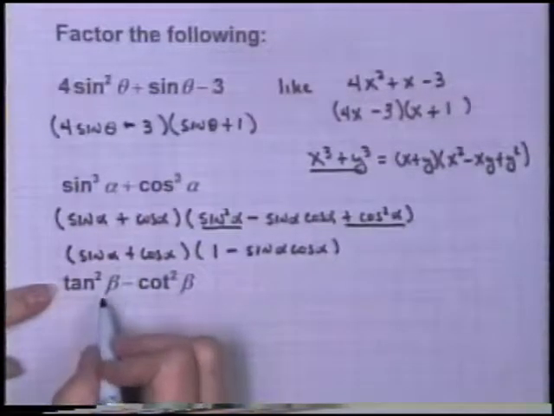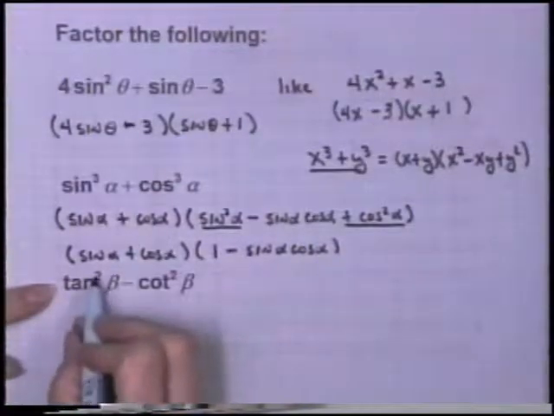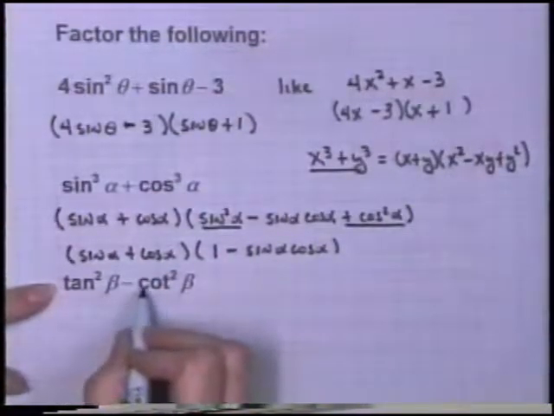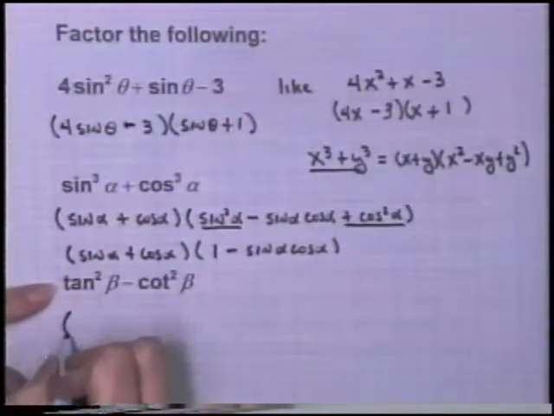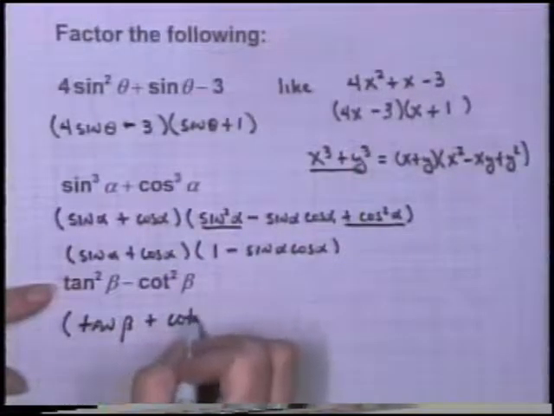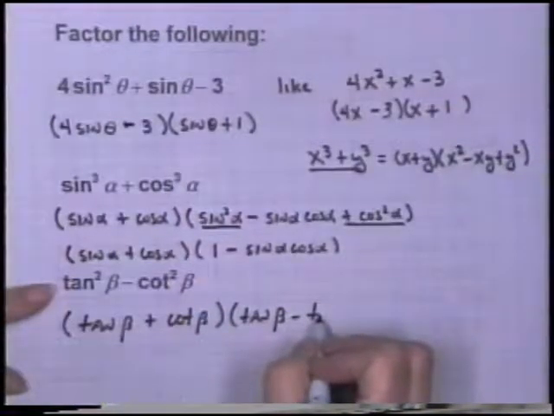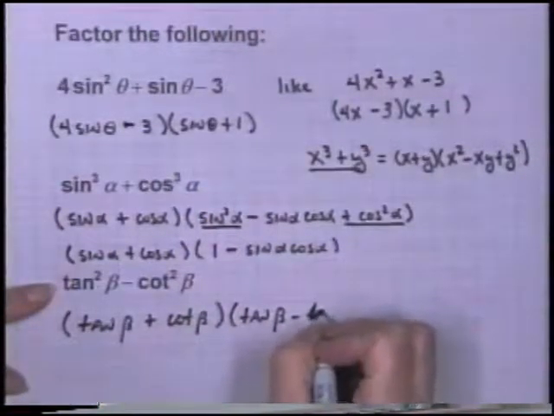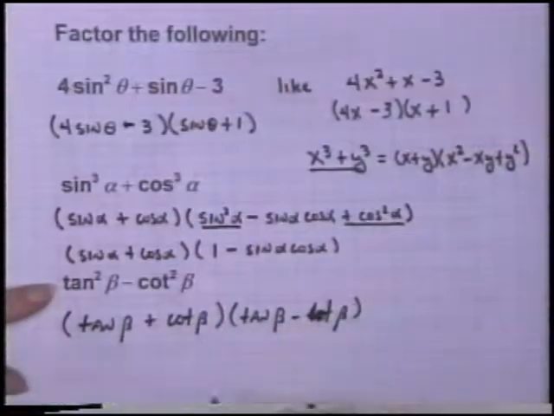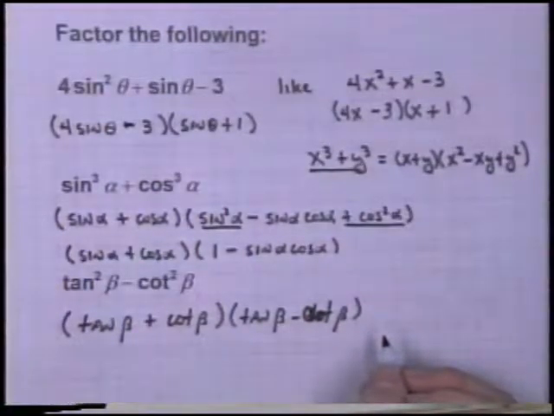And then finally, this last one should be more clear. Tangent squared beta minus cotangent squared beta. This is a difference of squares. Remember, when you factor a difference of squares, you get conjugates. So I will have tangent beta plus cotangent beta times tangent beta minus, oops, I wrote tangent again, I'm saying cotangent beta. So tangent beta plus cotangent beta times tangent beta minus cotangent beta here, okay?